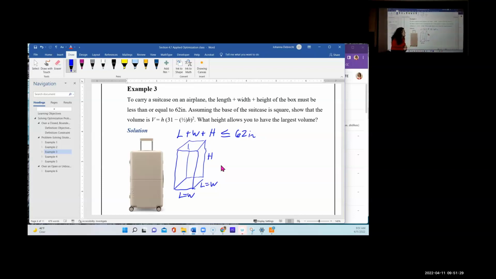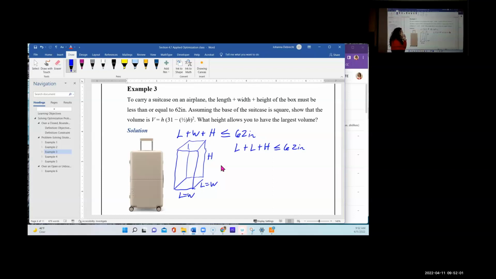All right, so really, if I want to write everything in terms of one or the other, L maybe, I have L plus H less than or equal to 62 inches. All right, so I've got that. Show that the volume is this.